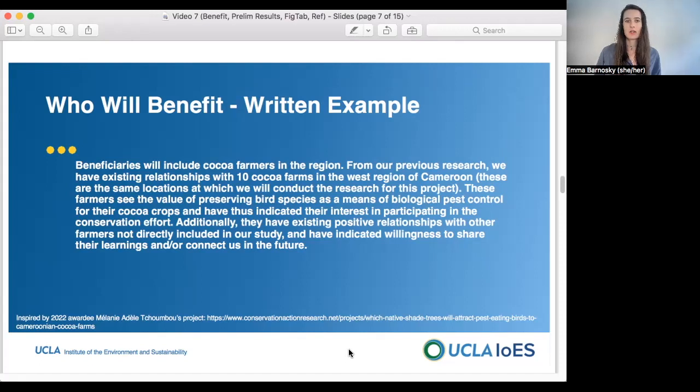So here you see a clear demonstration of beneficiaries being cocoa farmers. Through this person's research, they will be identifying potential avian pathogens that interrupt the pest control cycles that birds biologically provide for these cocoa farmers, indication that the farmers are receptive to what is learned through this study, as well as indication of future expansion of relationships as necessary.